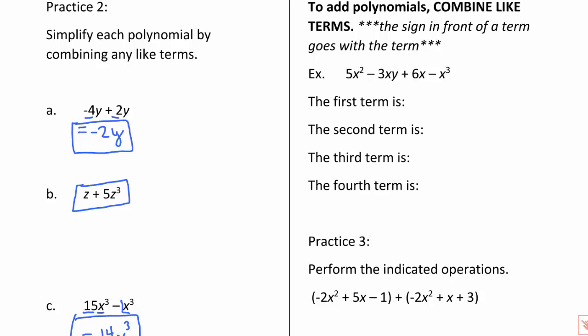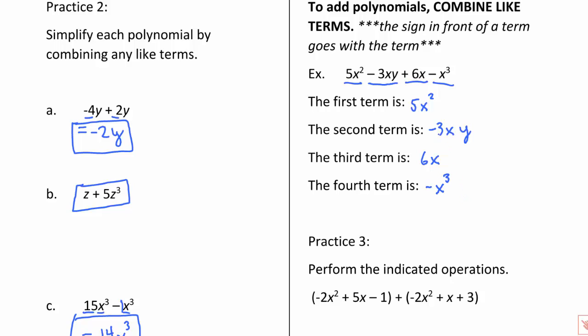Now notice that it says to add polynomials combine like terms. And in stars it says the sign in front of a term goes with the term. So we have 5x squared minus 3xy plus 6x minus x cubed. The first term here is 5x squared. The second term here isn't 3xy, it's negative 3xy. The third term here is positive 6x. And the fourth term here is negative x cubed.